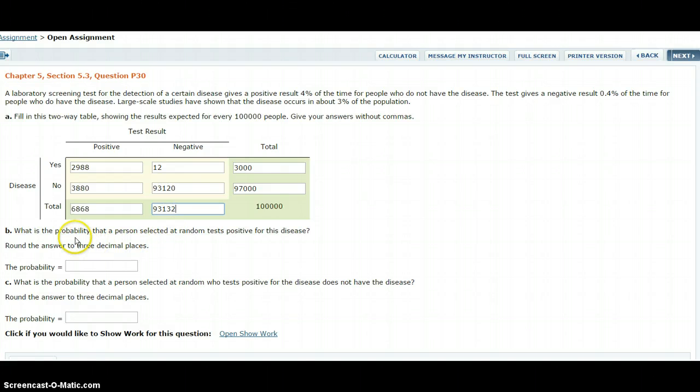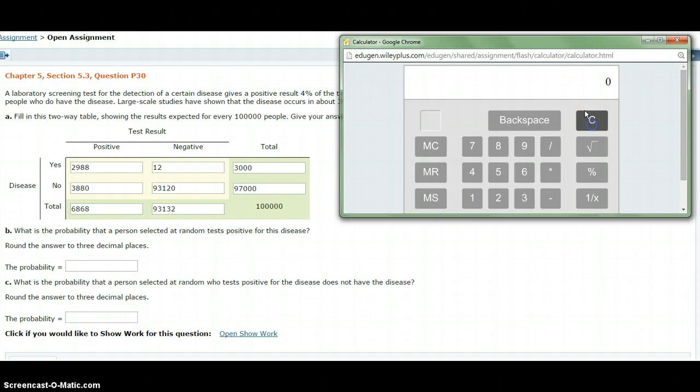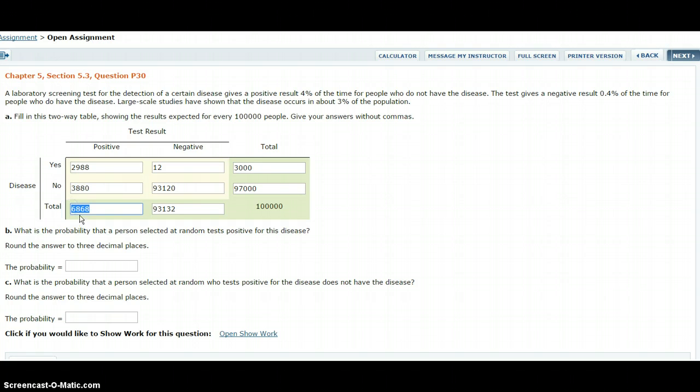Now, what is the probability that a person selected at random tests positive for the disease? And it looks like I have my calculator already up here. Okay, selected at random tests positive for this disease. So notice it doesn't say has this disease, it's tests positive. We know that 6,868 people tested positive, and I really don't even need my calculator here because the probability would be 6.87%.